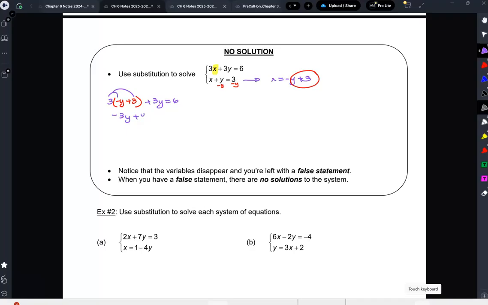Negative 3y plus 9 plus 3y is equal to 6. Negative 3y, positive 3y go away. I have 9 is equal to 6. Is that a true statement? No. So that's why this is no solution.